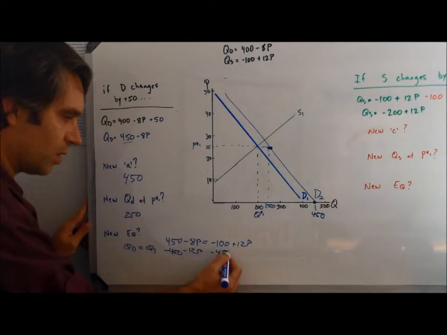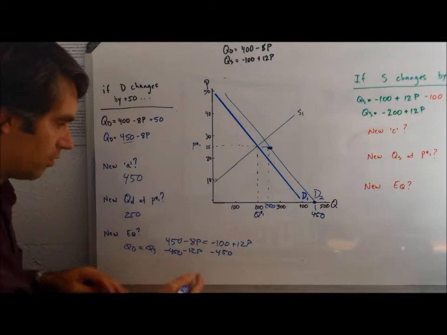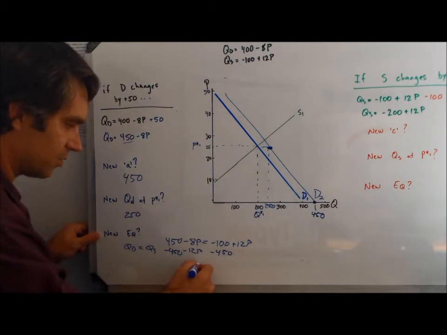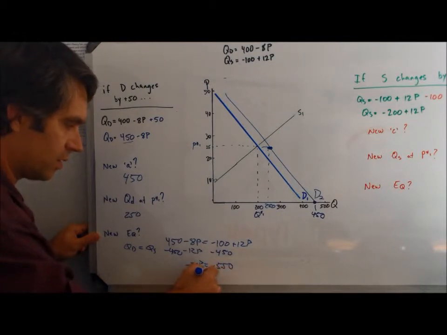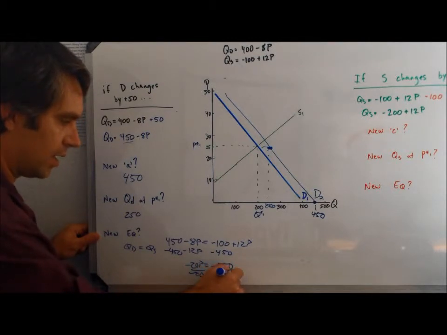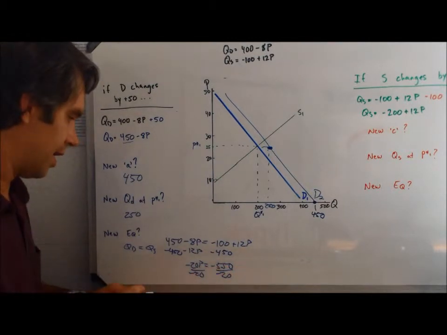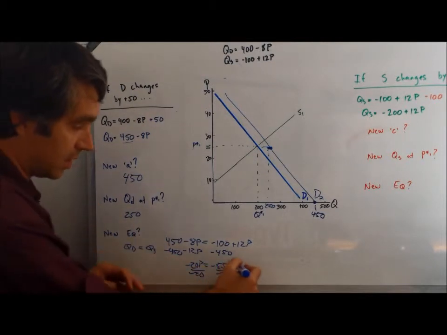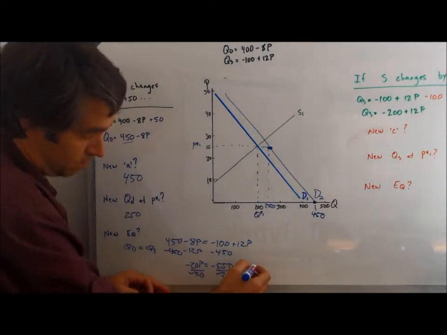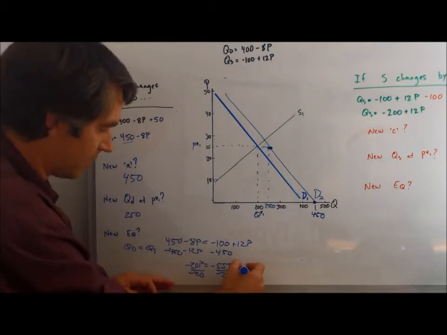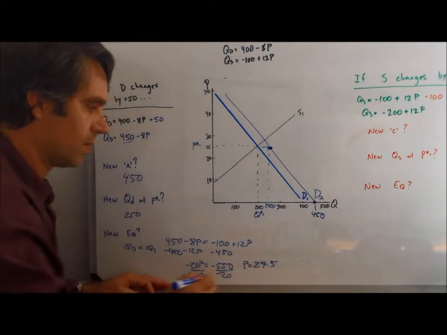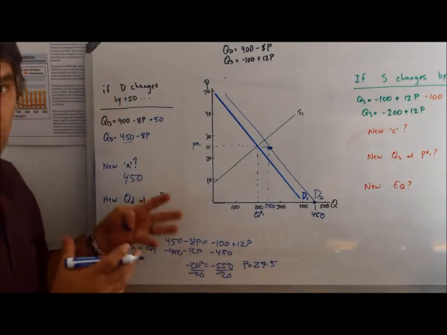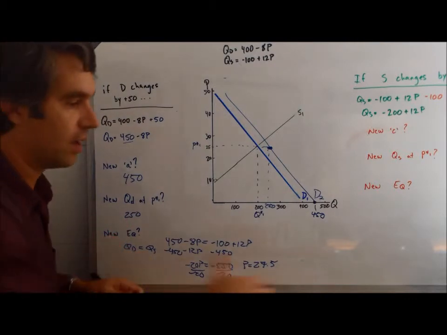Remember, we have to get the p's on one side and the non-variables on the other side. So this is negative 20p is equal to negative 550. We'll solve. Sorry for my handwriting, it's kind of hard to write at this angle. Anyway, it's 55 over 2, so that's going to be 27.5. We would take this number and put it back into the formula and solve it that way for quantity as well.